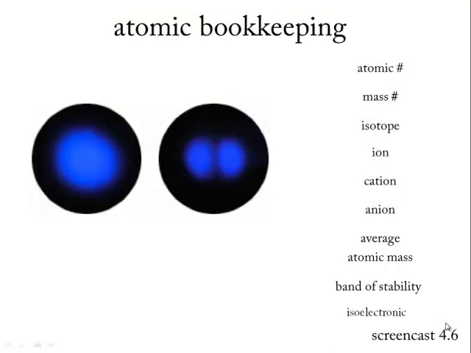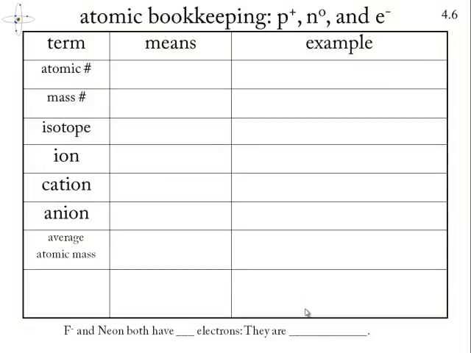Okay, in this screencast we're going to look at all sorts of numbers related to atomic bookkeeping. These all have to do with the relative numbers of protons, neutrons, and electrons in an atom. We'll look at atomic number, mass number, isotopes, and ions, both cations and anions. We'll look at the average atomic mass of an atom. We'll predict which atoms might be unstable based on the band of stability, and how they like to add or lose electrons based on the idea that they like to have the same number of electrons as those of a noble gas. This is Screencast 4.6.